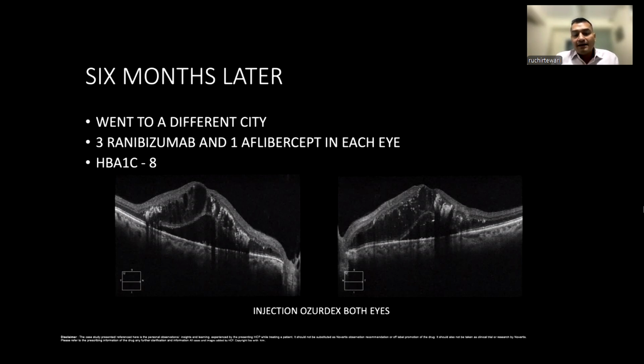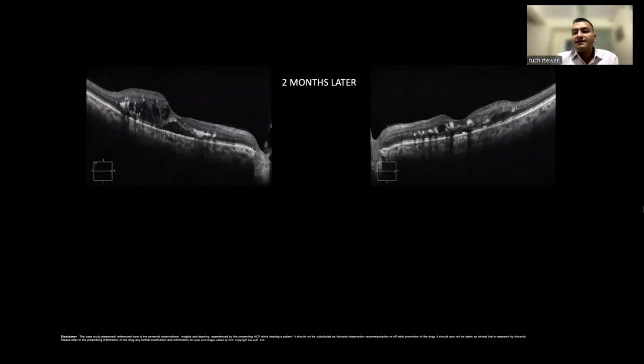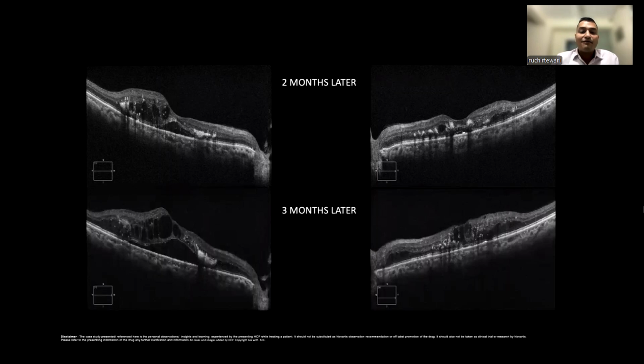So looking at the OCT pictures, I injected ozurdex in both her eyes. 2 months later, the left eye seems to have responded very well, but the right eye did not show that good a response. At 3 months, there was a recurrence in both the eyes. So at this point in time, I gave brolucizumab in both her eyes.